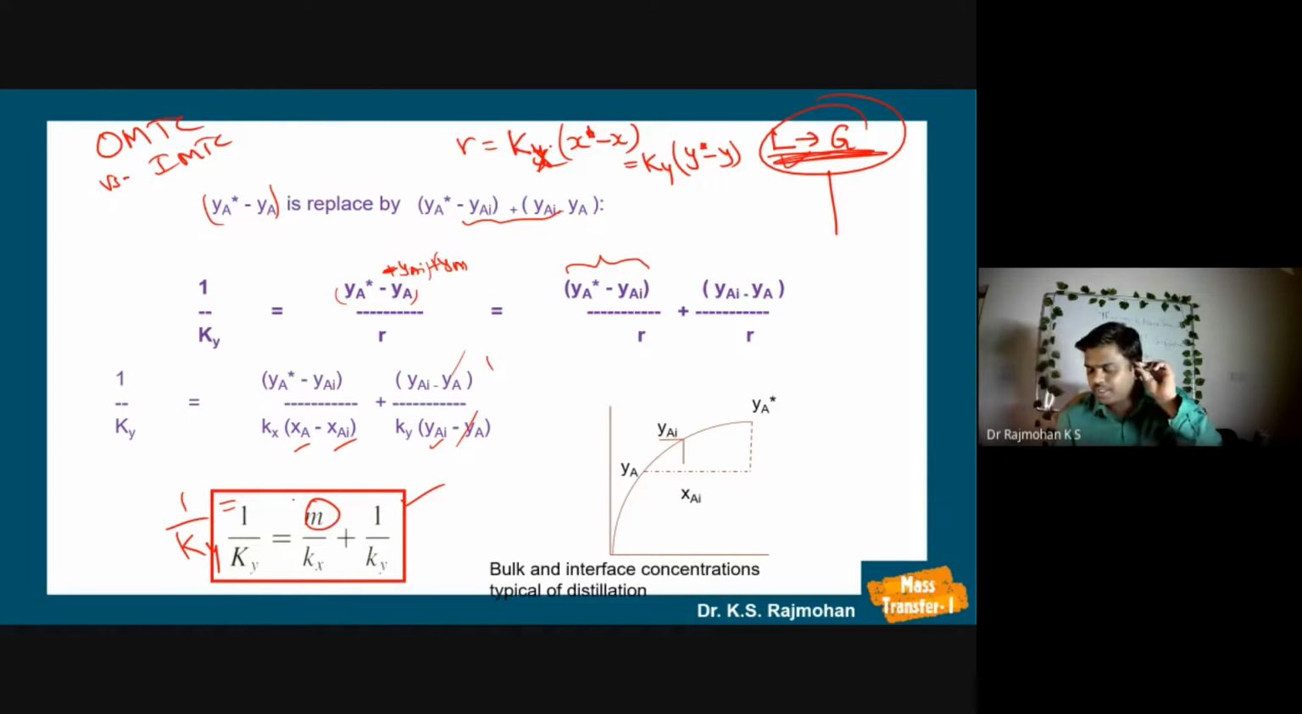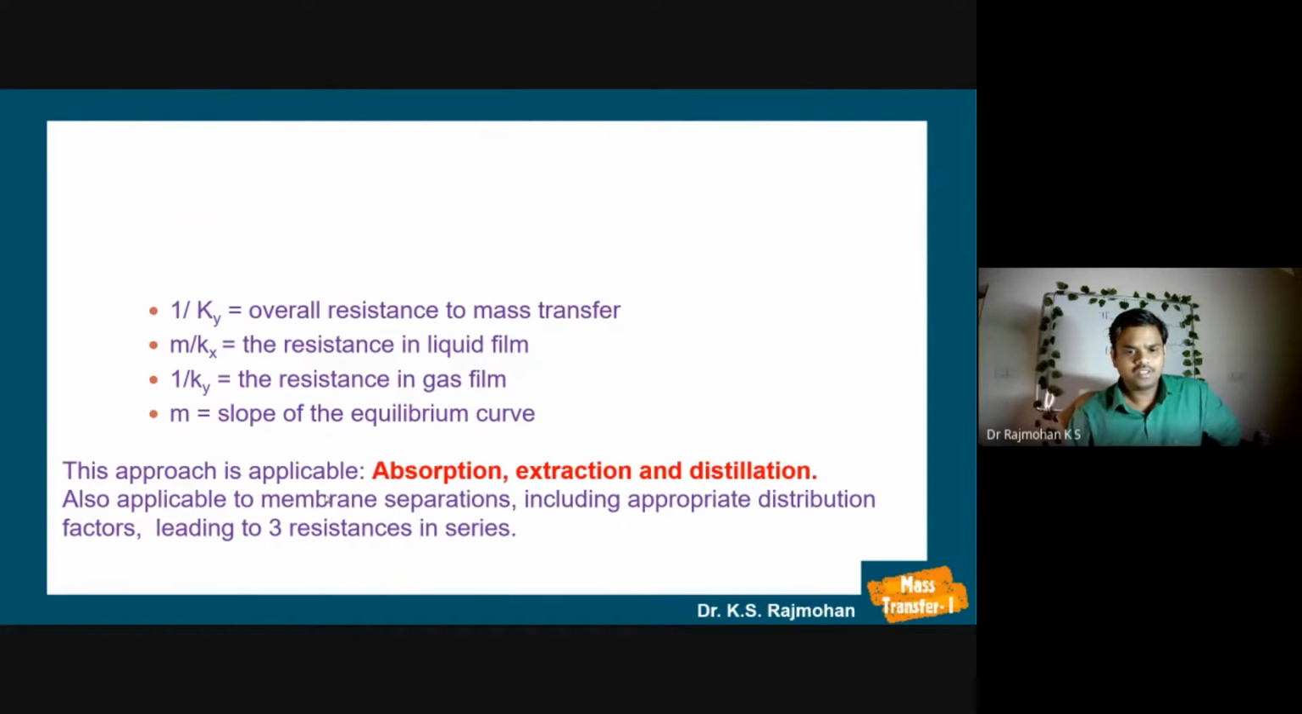And here we come across two extreme cases where gas film resistance is there, liquid film resistance is there. If some gas may be highly soluble, in that case one of the resistances can be negligible. If it is highly soluble in the liquid, or if it is sparingly soluble, we are going to have two extreme cases. So in one case the one resistance can be negligible. The overall mass transfer coefficient and individual mass transfer coefficients are applicable for absorption, extraction and distillation. So we should know what is what.